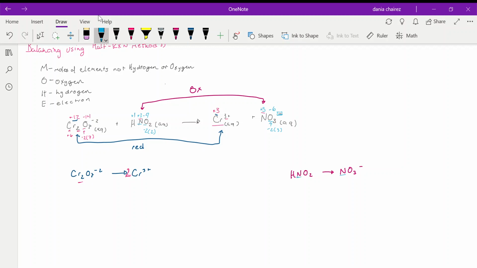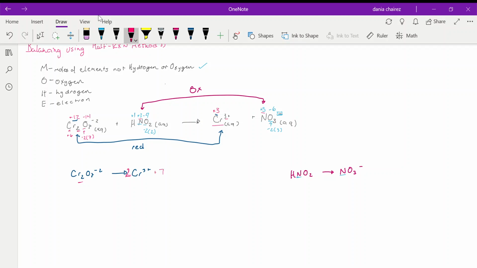And there's only 1 on each side, so we don't have to balance it. We just leave it. So then that's the M part done. Next we move on to balancing the oxygens. As you can see in our reduction part, we have 7 oxygens on the reactant side and none on the product side. So to even that out, we add water.